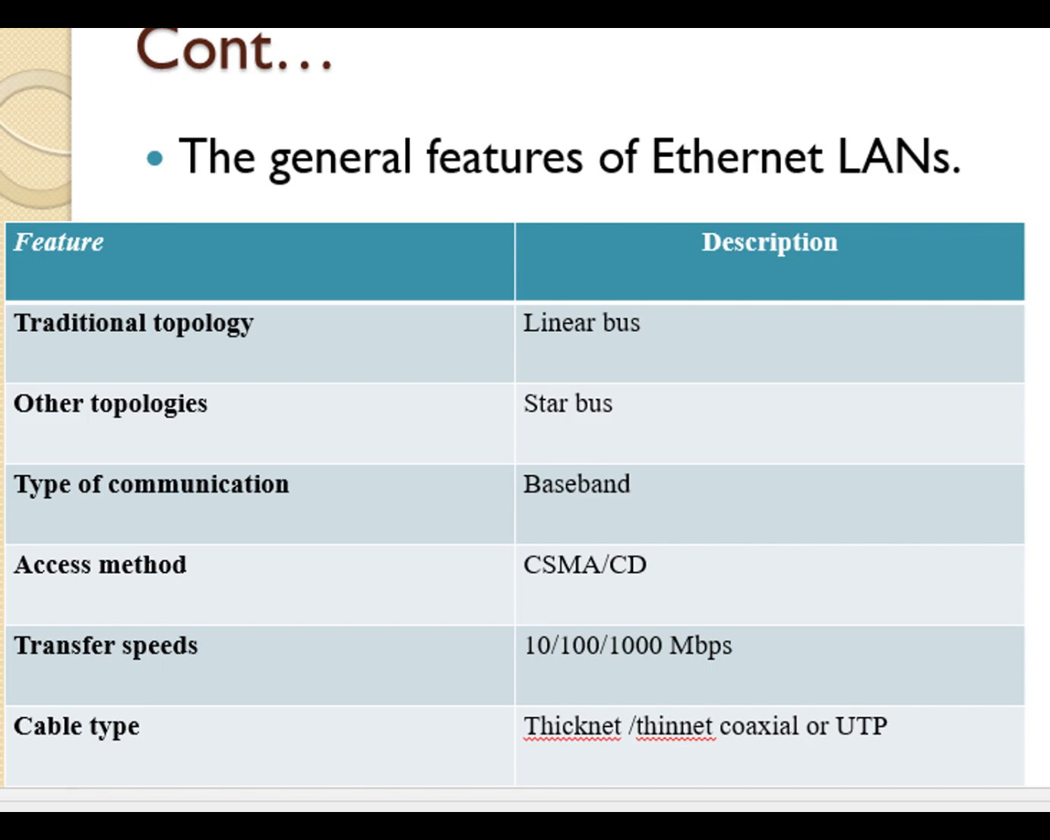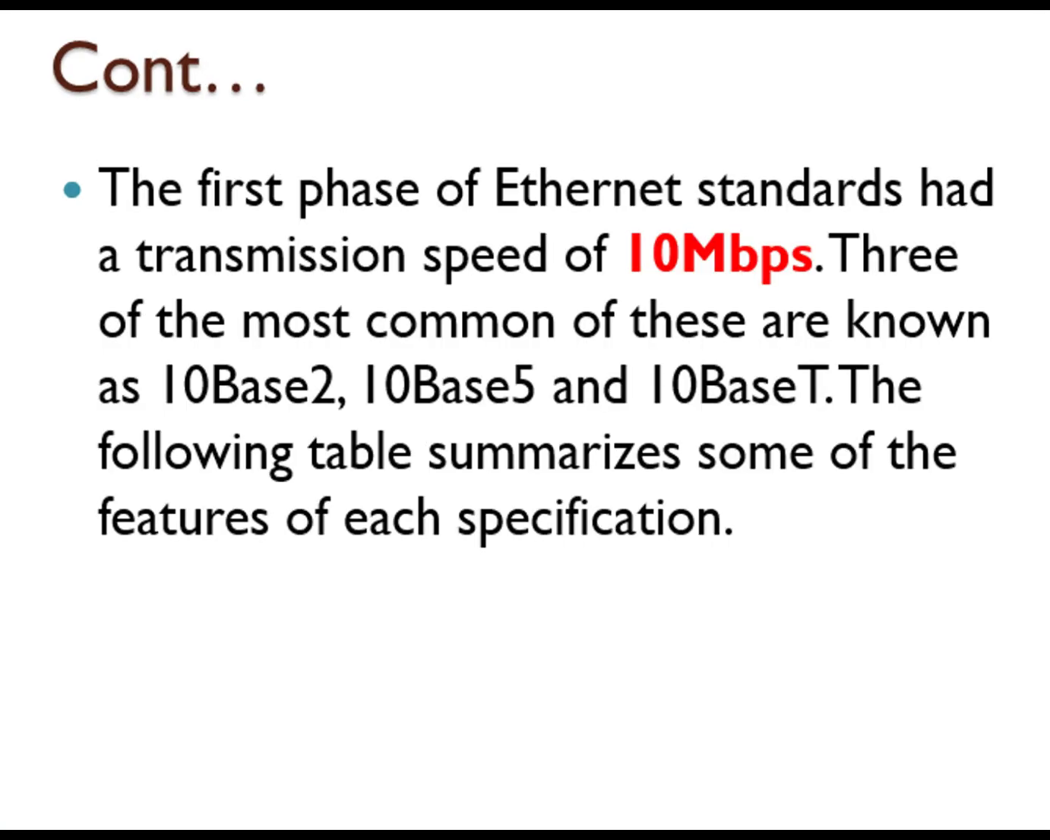The general features of Ethernet LANs: traditional topology, bus; other topology, star bus; type of communication, baseband; access method, CSMA/CD; transfer speeds, 10/100/1000 Mbps; cable type, thicknet/thinnet coaxial or UTP. The first phase of Ethernet standards had a transmission speed of 10 Mbps. Three of the most common of these are known as 10Base2, 10Base5, and 10BaseT. The following table summarizes some of the features of each specification.